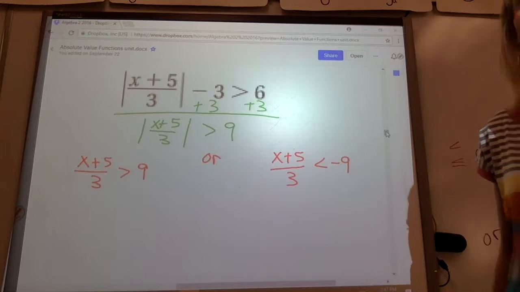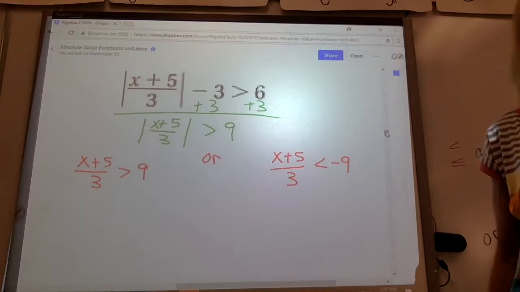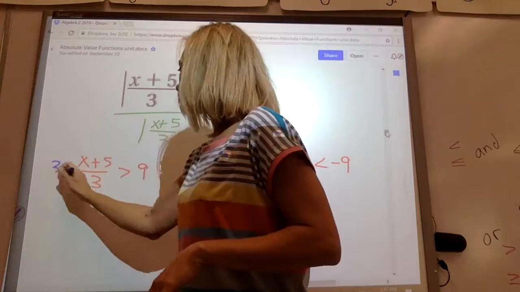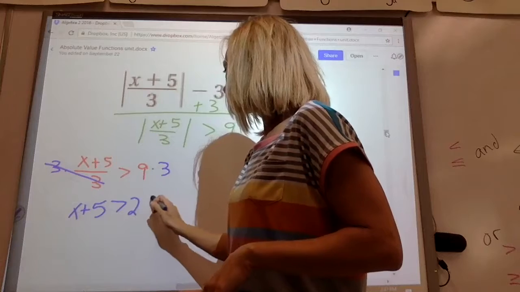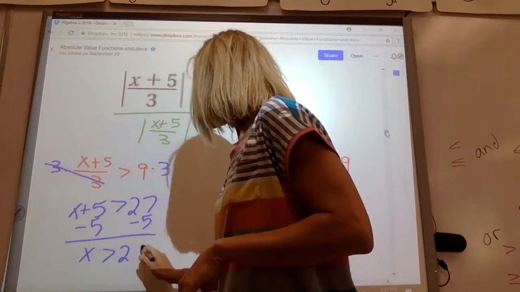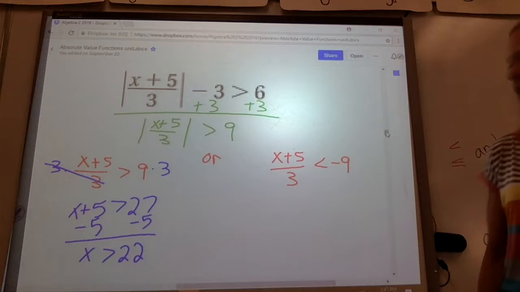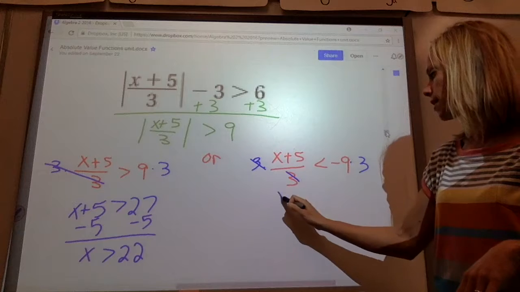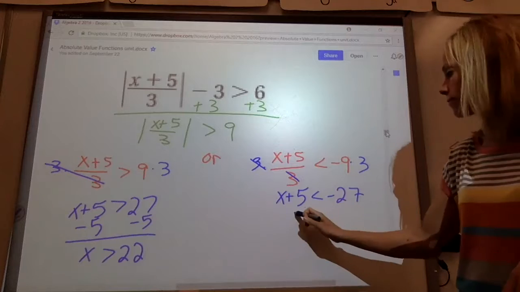Now, in order to solve for x, what am I going to undo first? The adding 5 or dividing by 3? By 3. Very good. I need to multiply both sides by 3 first. That gets rid of that. Then subtract 5. So x is greater than 22. Same steps on the other side, multiply by 3. That's going to cancel that out. And then subtract 5.